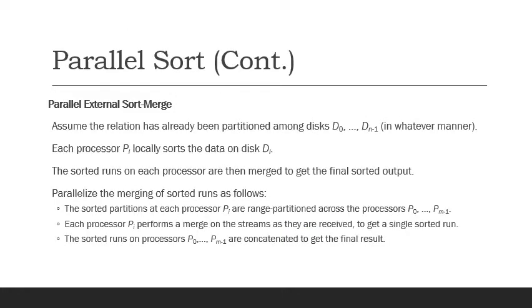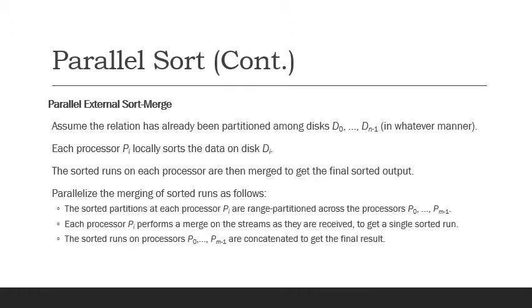Now let's see parallel external sort merge. Parallel external sort merge is an alternative to range partitioning. It works this way. Assume the relation has already been partitioned among disks D0, D1, etc. to Dn-1, in whatever manner. Each processor Pi locally sorts the data on disk Di. The sorted runs on each processor are then merged to get the final sorted output.